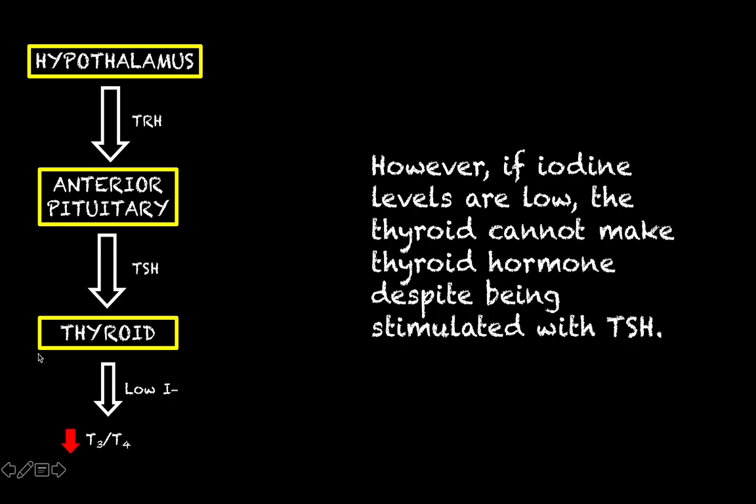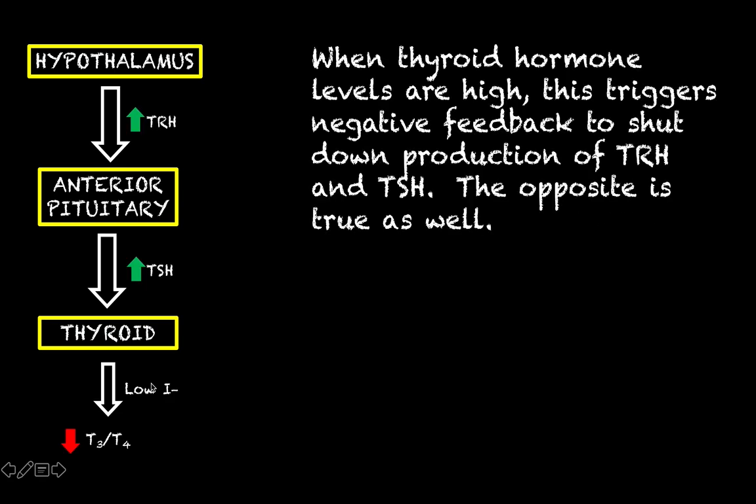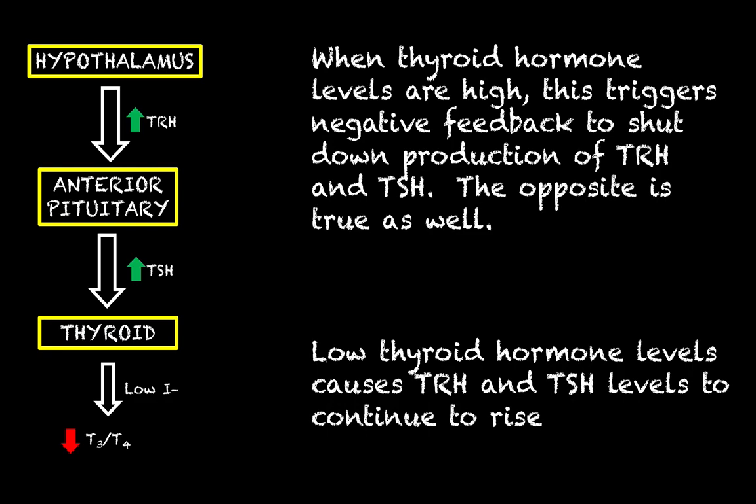So the idea here is that the thyroid is being told by the anterior pituitary to make T3 and T4, but in spite of receiving that message in the form of TSH, the thyroid cannot produce it because it does not have the raw material it needs to do so. So when thyroid hormone levels are high, this typically triggers negative feedback to shut down the production of TRH and TSH. Well, in this case, we're going to see the opposite. Because T3 and T4 levels are so low, that removes the negative feedback and it causes TRH and TSH to get much higher. So low thyroid hormone levels cause TRH and TSH levels to continue to rise.